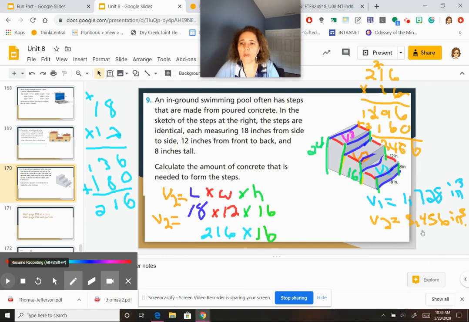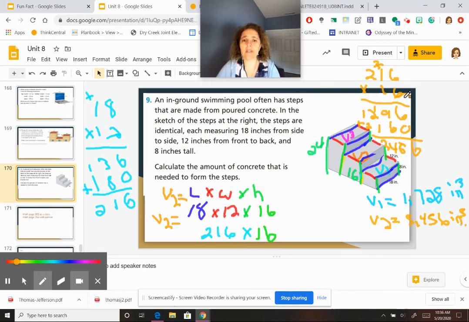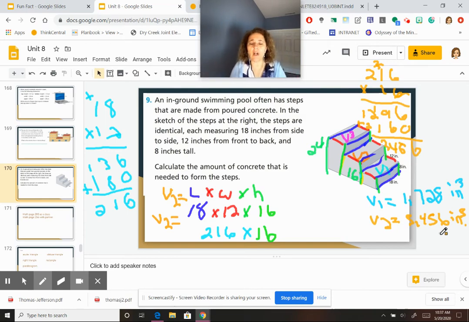All right, if you got 3,456 cubic inches, you'd be correct. So I did 216 over here times 16. 6 times 6 is 36, carry my 3. 6 times 1 is 6, plus 3 is 9. 6 times 2 is 12. Then I was done with that, put a 0 in my placeholder. 1 times 6 is 6. 1 times 1 is 1. 2 times 1 is 2. Added it up. 6 plus 0 is 6. 9 plus 6 is 15. Carry my 1. 2, 3, 4, 5, 6. 3,456. Okay, so now I've got to do my volume 3.